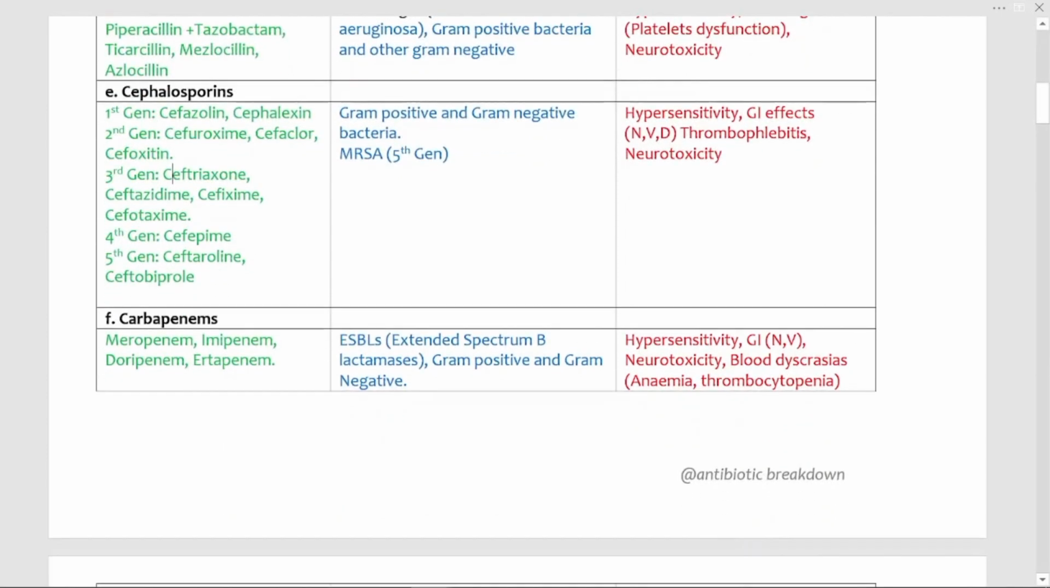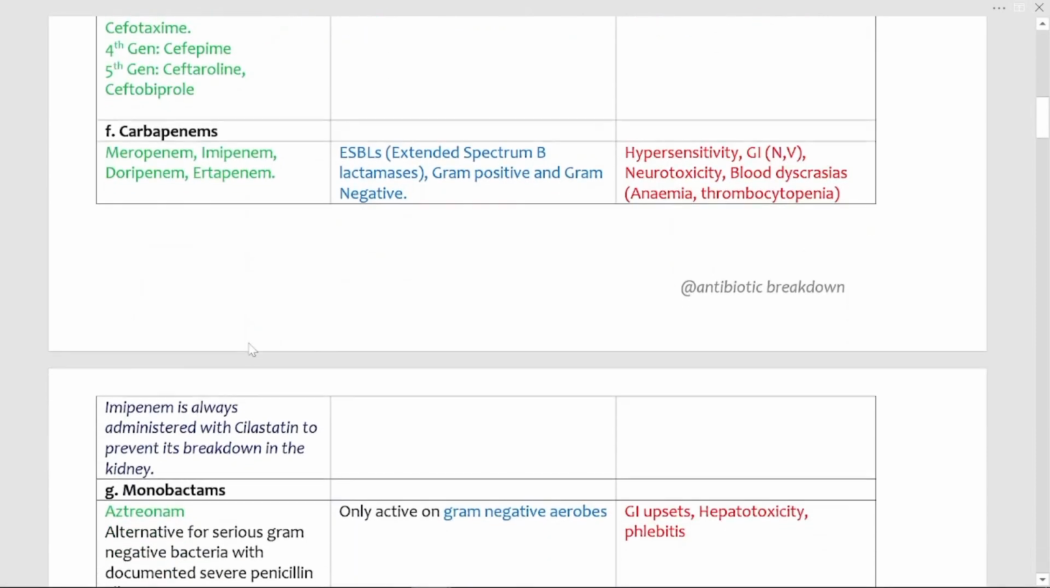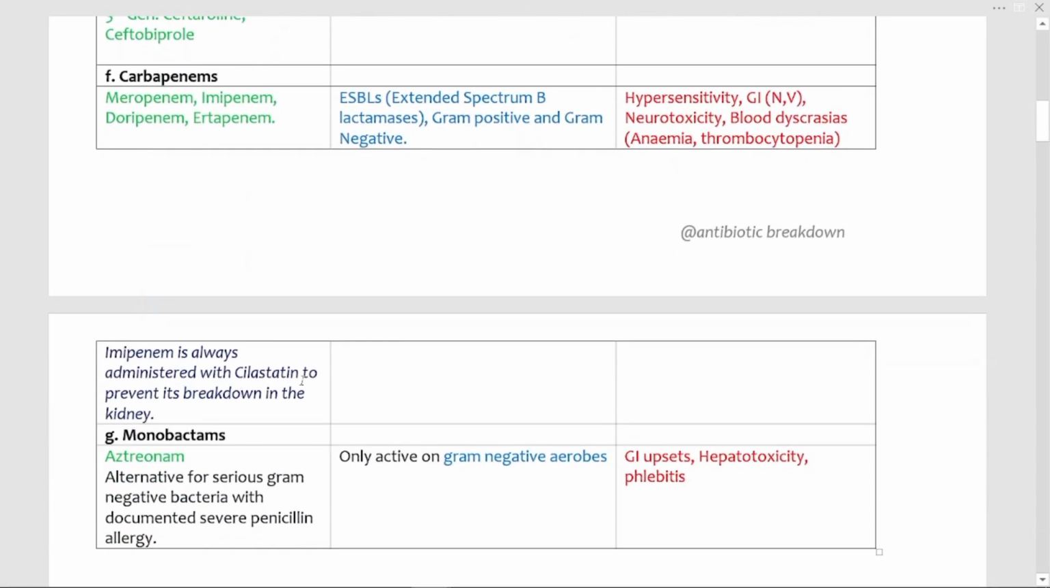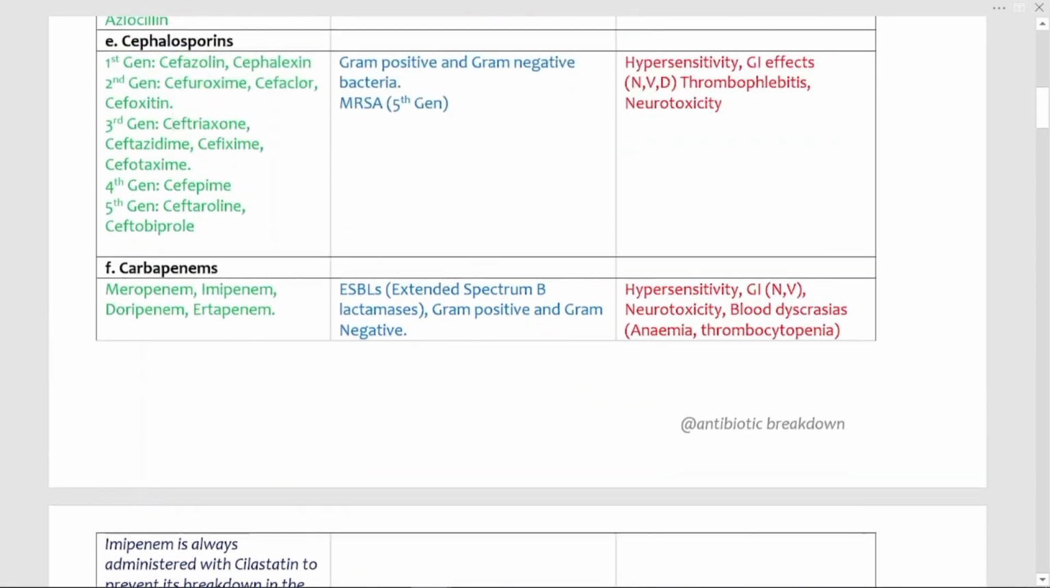We also have the carbapenems, the last resort. They are very ruthless bactericidal drugs. We have meropenem, imipenem, doripenem, and ertapenem. But imipenem, because it's always degraded by the kidneys, we always give in combination with cilastatin to prevent it from being broken down by the kidney.